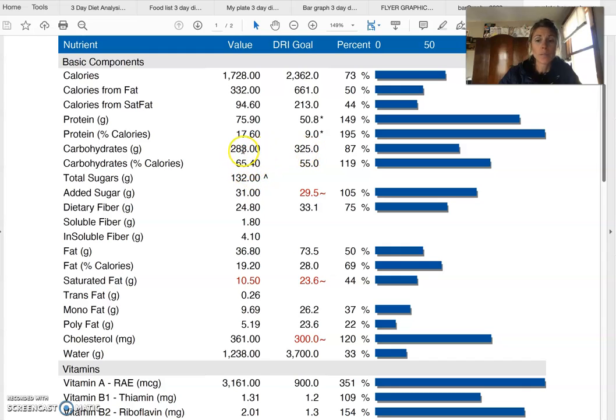So they ate 283 grams. Their goal was 325.